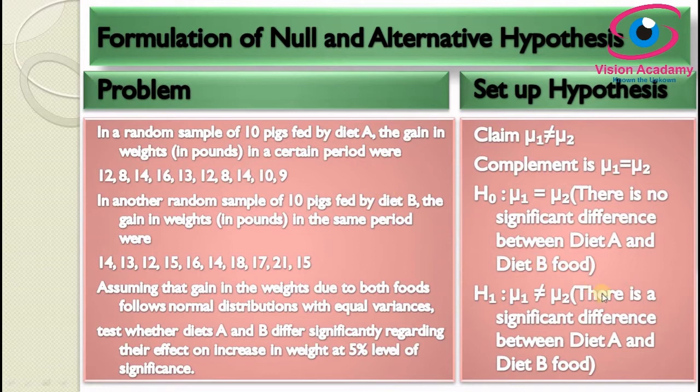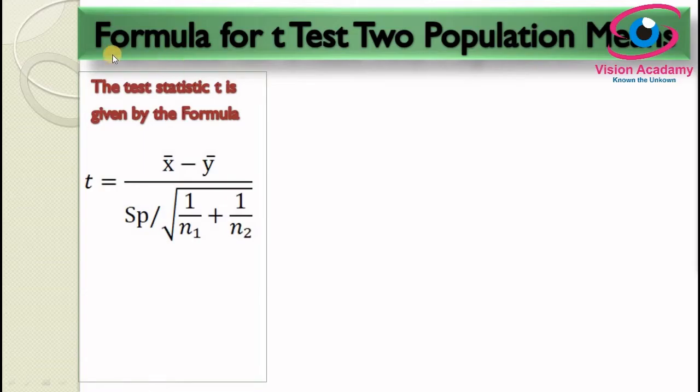So in the next slide I will show you the formula that we want to consider under the two sample t-test. So for this problem, the t-test of two population means can be obtained by this. So t is equal to x bar minus y bar. Since we are dealing with two populations, we have to calculate the mean of each population. So the first sample, diet A food, is denoted by x bar, diet B food is denoted by y bar, and in the denominator, SP means the population's standard deviation.